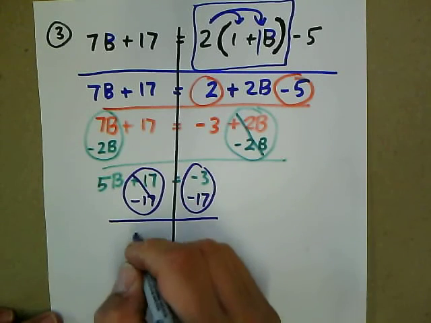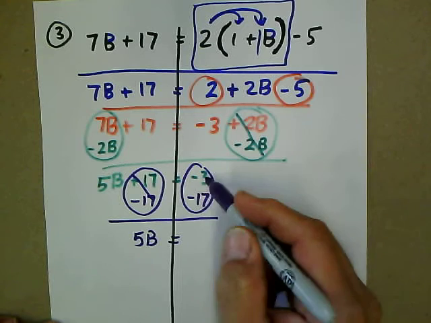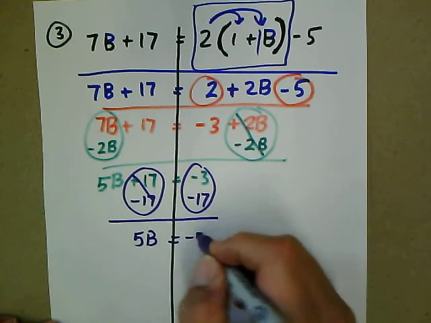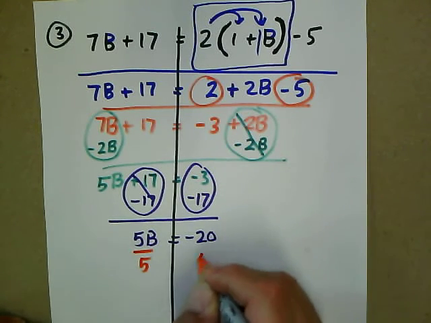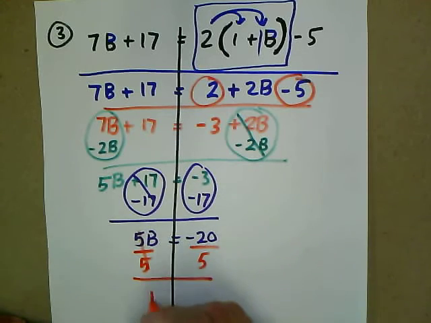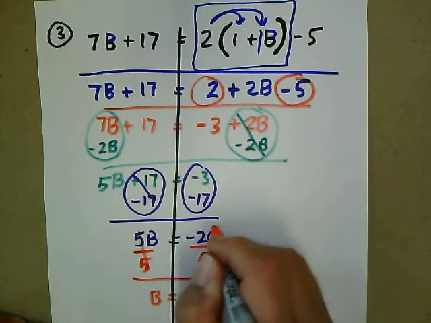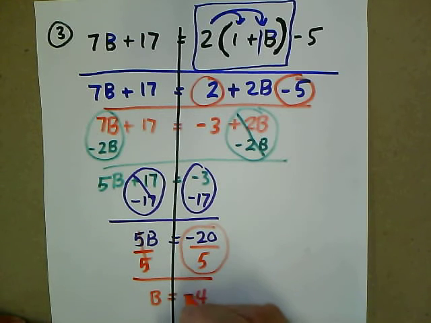Our 17s are gone. We're left with 5 times b. And -3 minus 17 is -20. And what's our final step? Yeah, it's the division part. And we divide by the number in front of the variable b. So we have b equals, and -20 divided by 5 is -4.